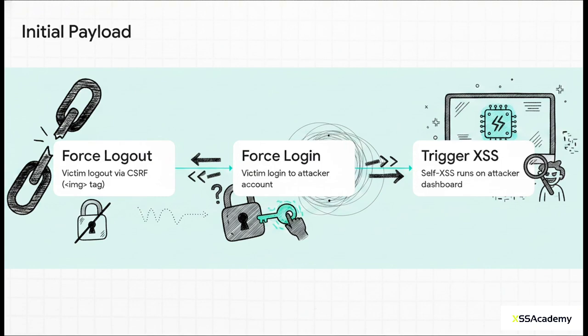3 things happen instantly in the background. First, using a fake image tag, the script forces the victim to log out of their own account. Second, using a hidden background request, it forces the victim's browser to log into the attacker's account, using the attacker's own credentials. And third, it redirects the victim straight to the attacker's dashboard.